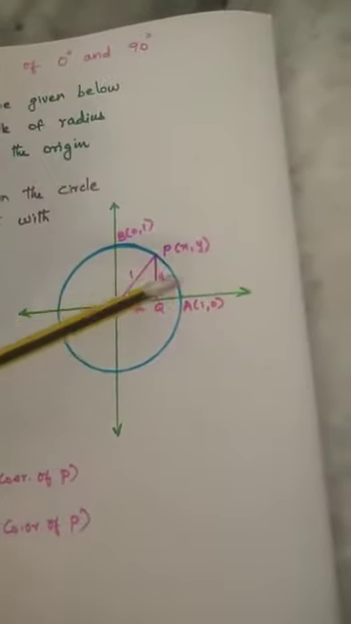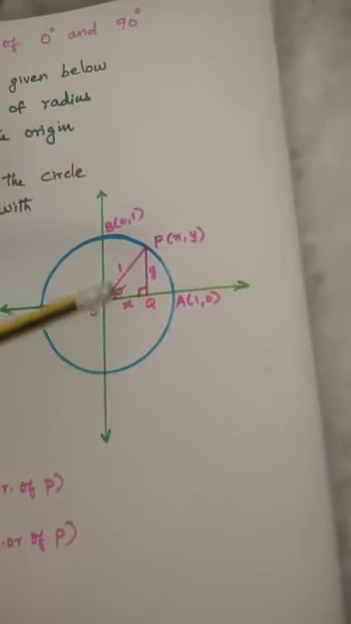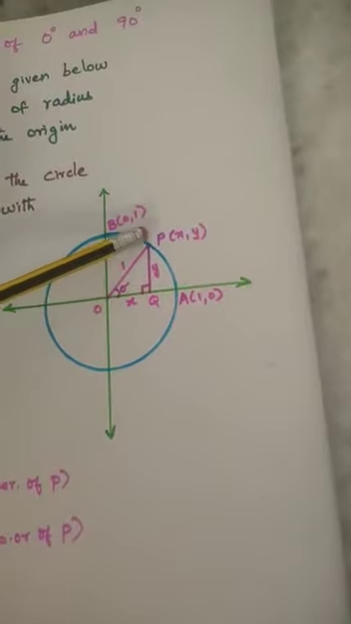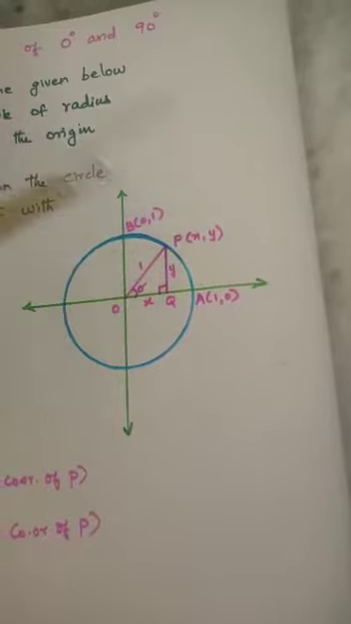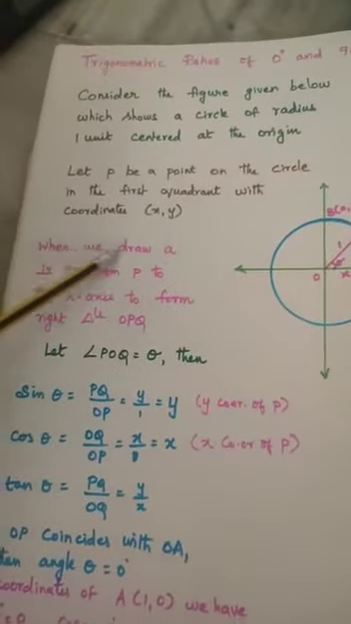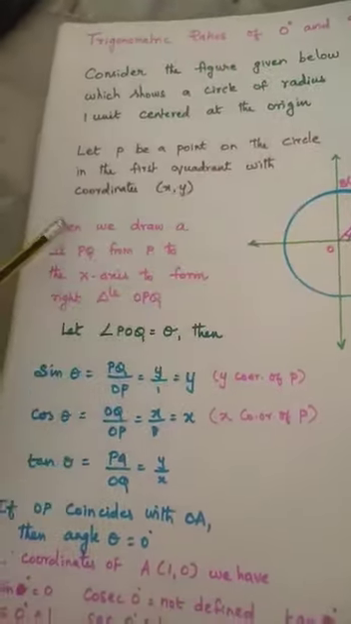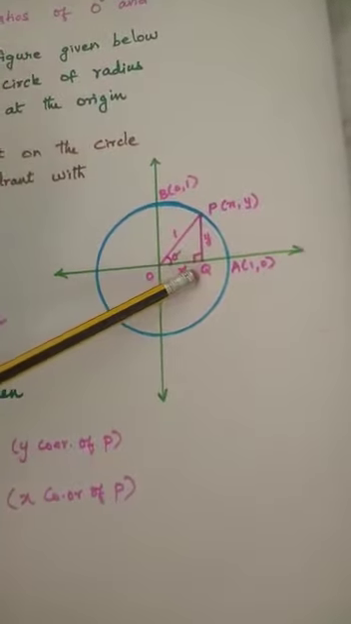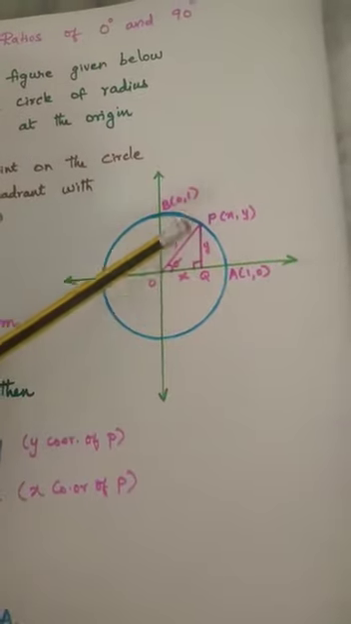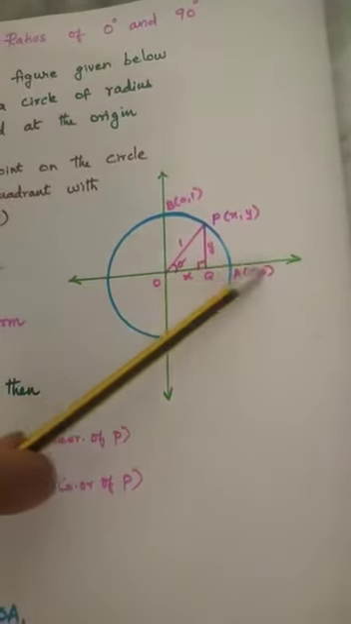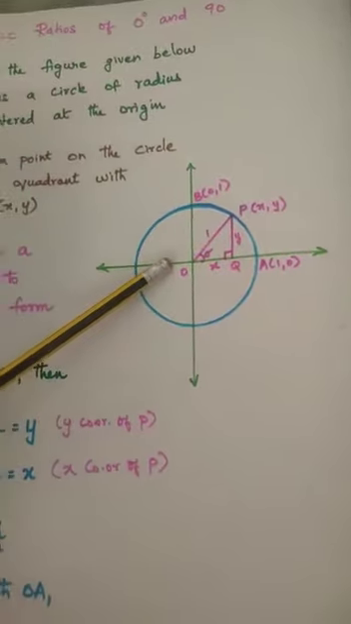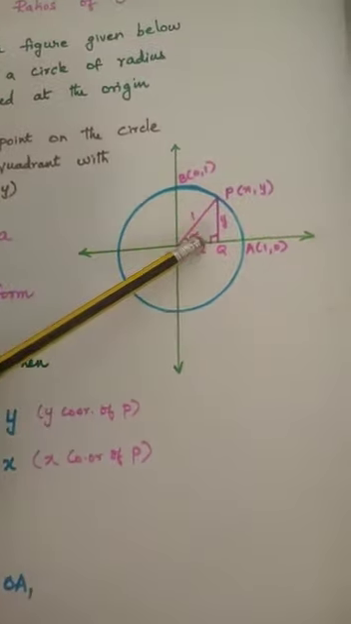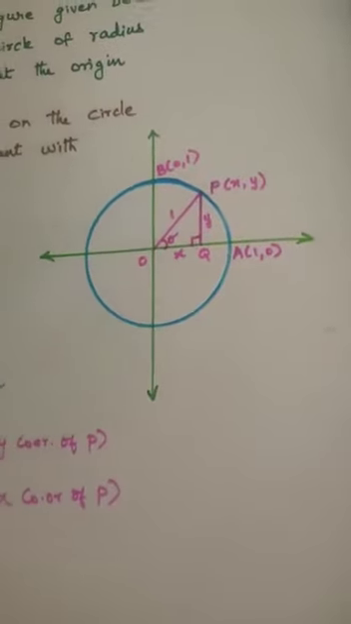If you take the circle, it can be divided into 4 parts. So this will be the first quadrant. You take a point P, (x, y), on the first quadrant. When we draw a perpendicular PQ from P to the x-axis, we form a right triangle OPQ, right angled at Q.